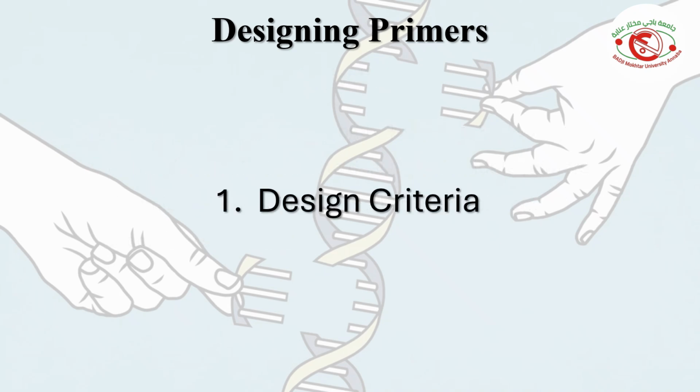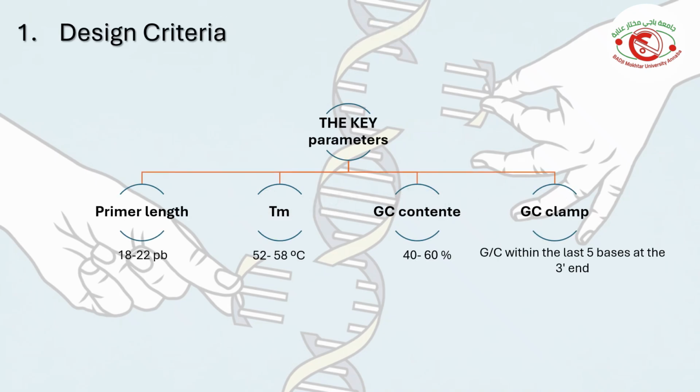So now, let's start with the criteria for designing efficient primers. When designing primers, several key criteria should be respected. Primers are usually between 18 and 22 base pairs long. Their melting temperature, or Tm, should be in the range of 52 to 58 degrees Celsius, with a GC content between 40 and 60%. It's also recommended to include a GC clamp at the 3' end. This means having one or more G or C nucleotides within the last 5 bases to ensure a strong and stable binding during PCR.